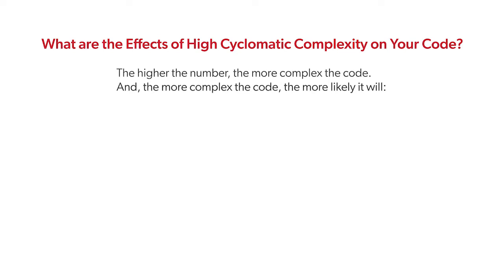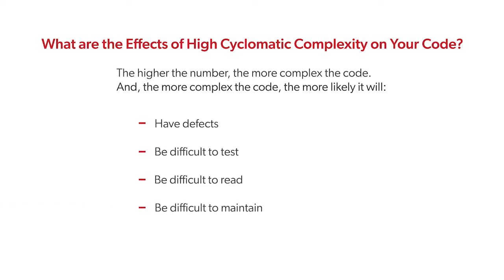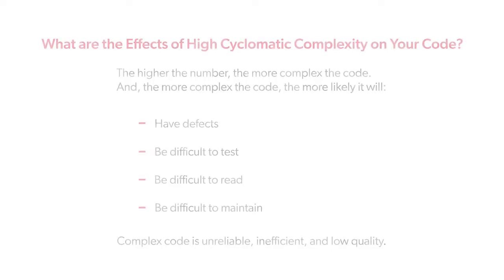And the more complex the code, the more likely it will have defects, be difficult to test, be difficult to read, and of course be difficult to maintain. Simply put, complex code is unreliable, inefficient, and of low quality. And that is why measuring cyclomatic complexity is important, so you can lower it, if necessary, and improve the quality.